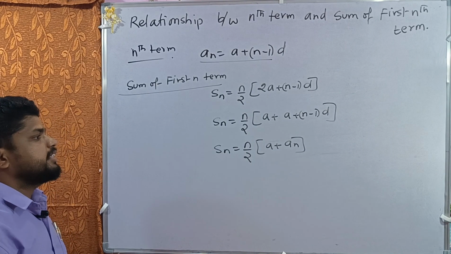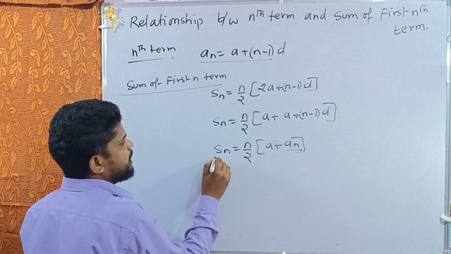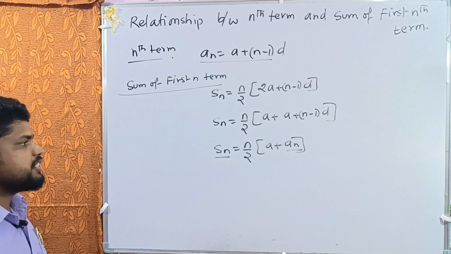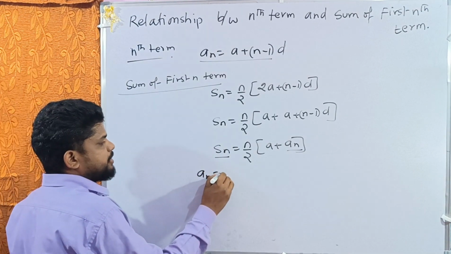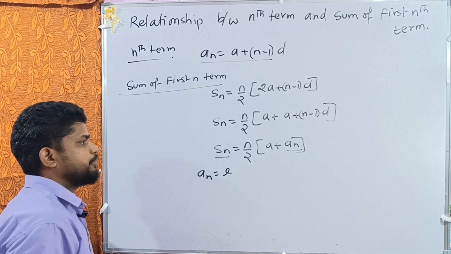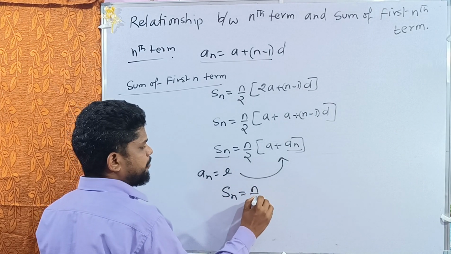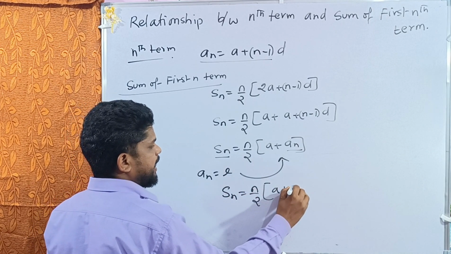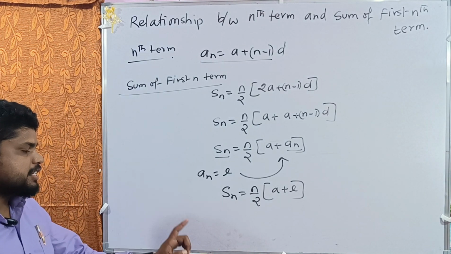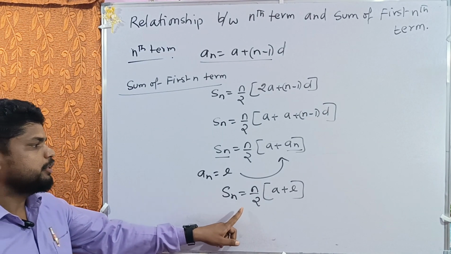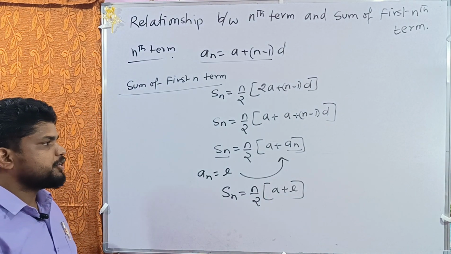This is the one formula that gives the relationship between the nth term formula and the sum of the first n terms formula. Suppose the nth term is replaced with the last term, so this formula can be rewritten as Sn = n/2 (a + l). Here we have established the relationship between the sum of the first n terms, the last term and the first term, okay, dear students.